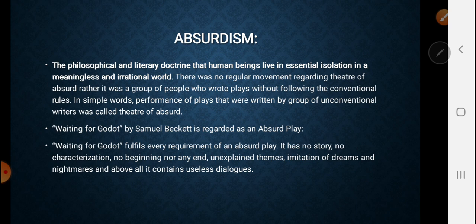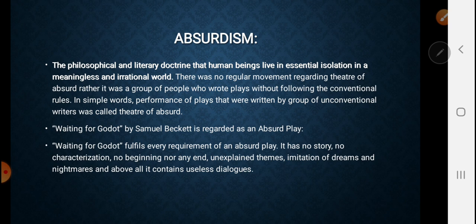Then the other trait that is important is absurdism. Absurdism refers to the foolishness or the meaninglessness. So there are many playwrights who wrote about this idea. For example, the philosophical and literary doctrine that human beings live in essential isolation in a meaningless and irrational world means when we become isolated, we become irrational and we produce some work that is referred to as meaningless.